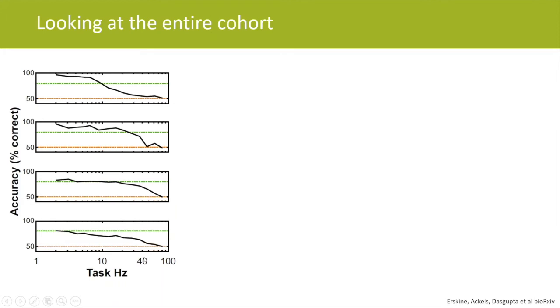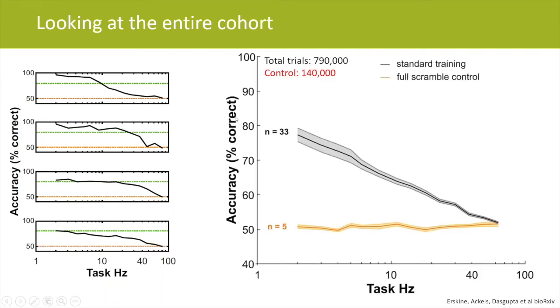However, as we increase the frequency of the task, that is making the task more and more difficult, the performance starts declining. But it's still way above chance at around 20 hertz or 25 hertz, which is way beyond their sniff frequency. Looking at the entire cohort, an amount of around 1 million trials, we see the same picture. That is, animals can discriminate between correlated and anti-correlated trials.